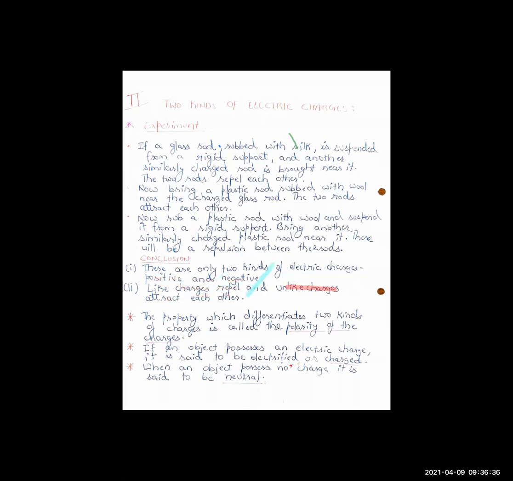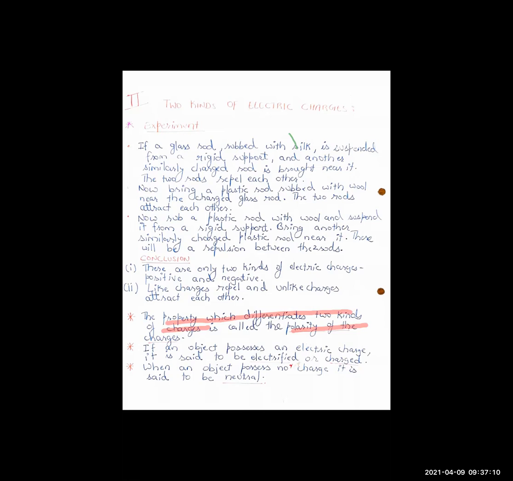Next, let's talk about polarity. What is polarity? Polarity is that property with the help of which you are able to distinguish between a positive and a negative. How can you say which charge is positive and negative? That is from its sign, right? So that property which helps you to differentiate, distinguish between two kinds of charges is the polarity of the charge. The polarity of positive charge is positive and the polarity for negative charge is negative.